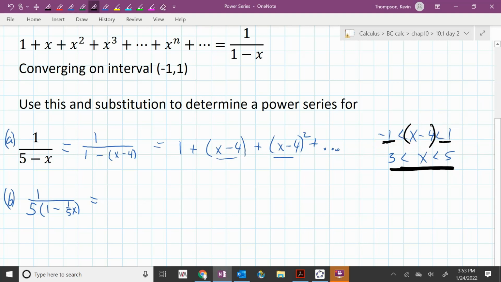So what if, though, we write it differently? Now, here, I'm just looking at this and going, well, I could take a 5 out. So this is then 1/5 times 1 over 1 minus 1/5 x. And again, if I multiply that 5 back through, I'm back to this same statement. So whatever I'm writing here is equivalent, at least on some interval.